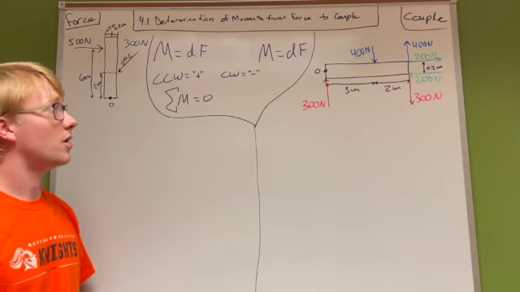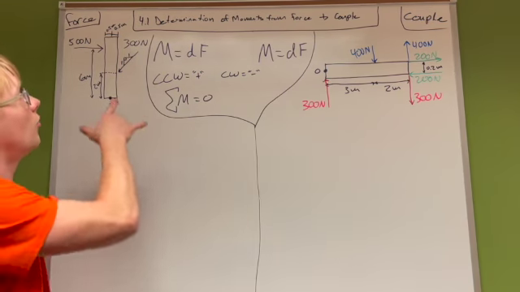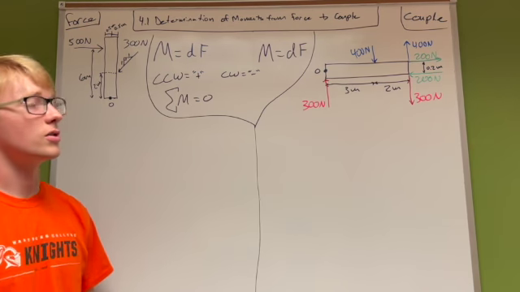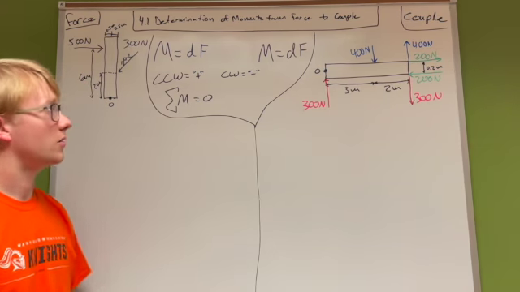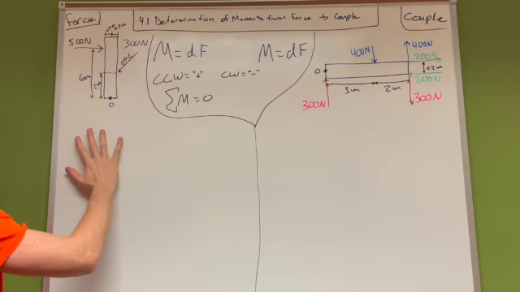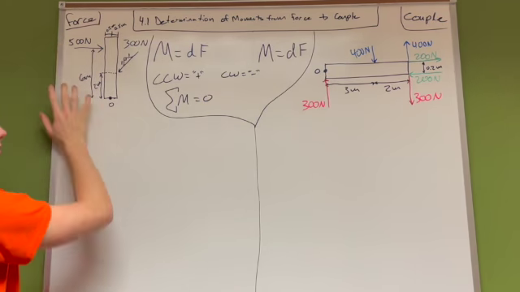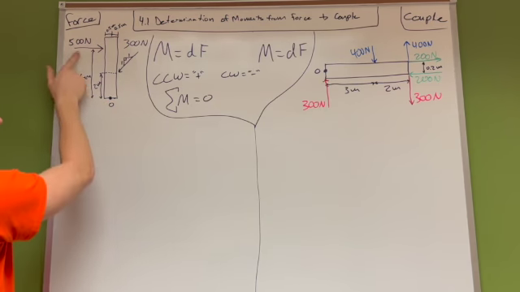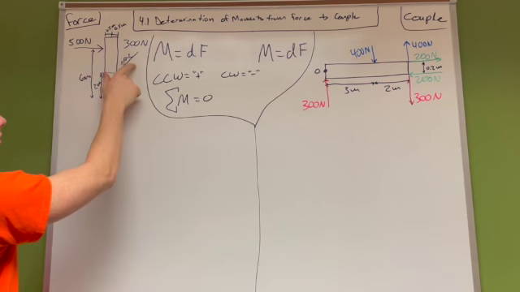Hi, so today I am teaching 4.1 determination of moments from force and couple. And so I have two problems here. This problem on the left is force. Okay, we're going to determine the moment around point O based on two forces, a 500 Newton force and a 300 Newton force.